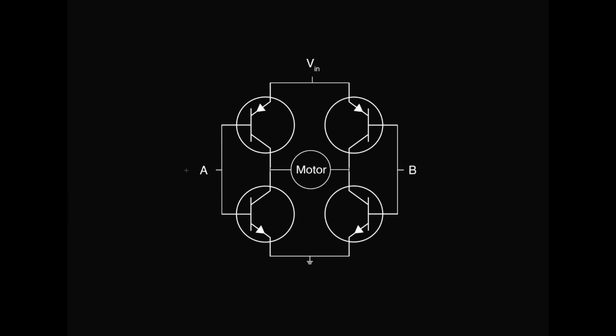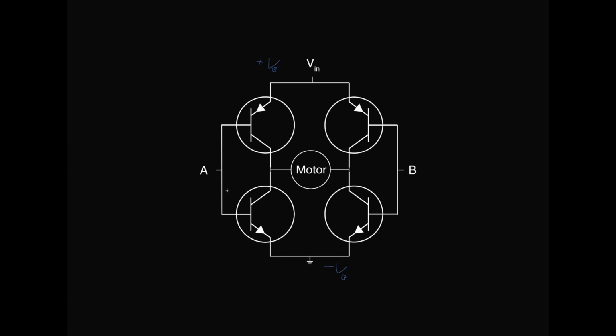Over here, as you can see, we've tied together the bases of these two transistors into what we're calling A. And over here we've tied together the bases of these two transistors into what we call B. Then down here we have the emitters of both of our NPNs tied to ground, or our low battery voltage, which is going to be minus VB if we're using a battery. And then up here we have our input voltage, which is going to be our positive battery voltage, plus VB, and that's important as well.